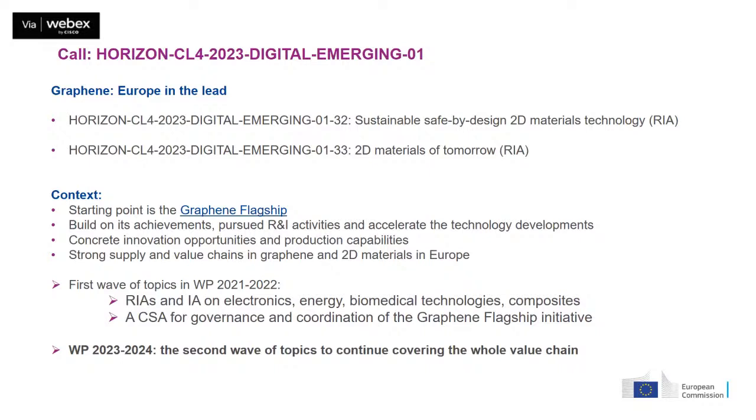We have in Europe a strong supply and value chain in graphene and 2D materials, and capitalizing on this is very important. So also in terms of context, a first wave of topics was addressed in the work program 21-22. They were focused in particular on application of graphene and 2D materials in electronics, energy, biomedical technology, and composites. There was also a coordination and support action, which is managing the governance and the coordination of all the Graphene Flagship activities. So these two topics now are to be looked at in the context of this, and they are the second wave of topics to continue covering the full value chain of activities in this domain. Next slide, please.